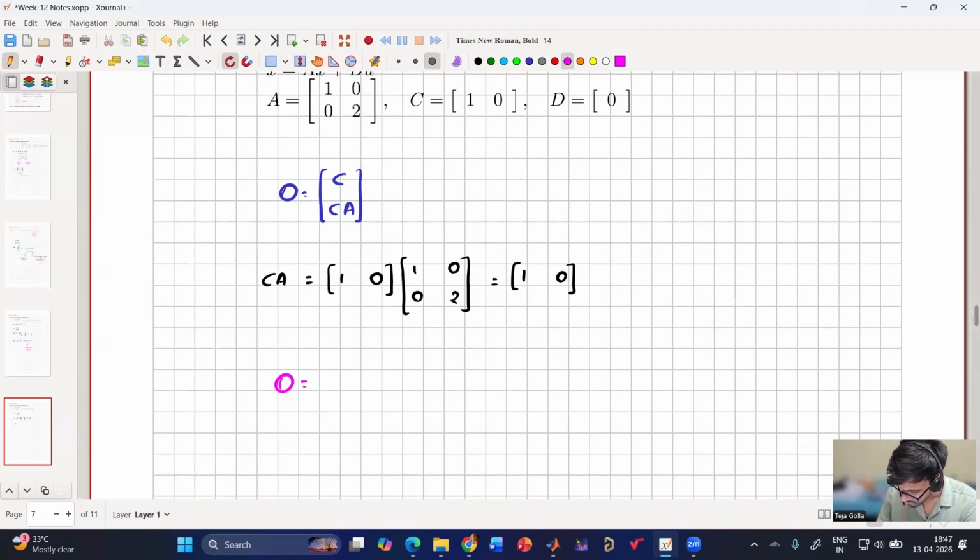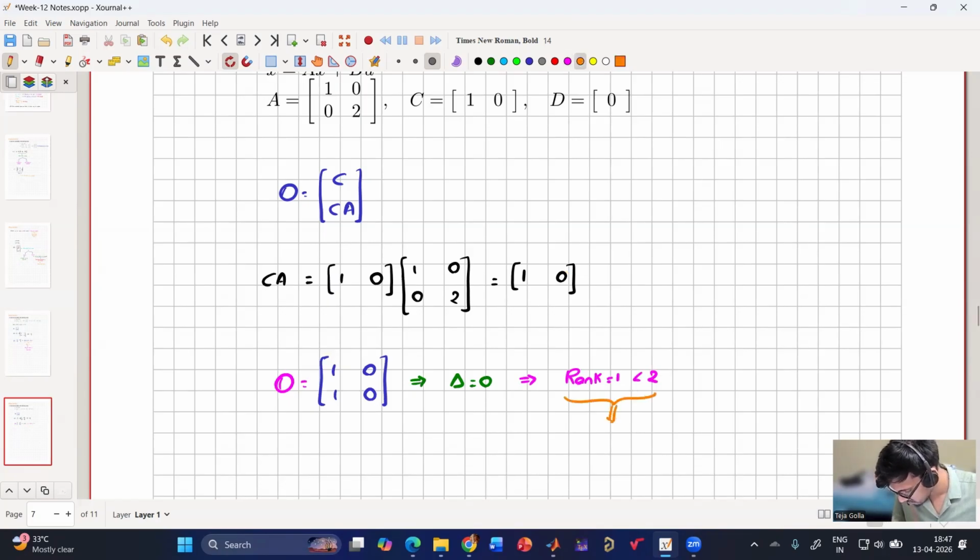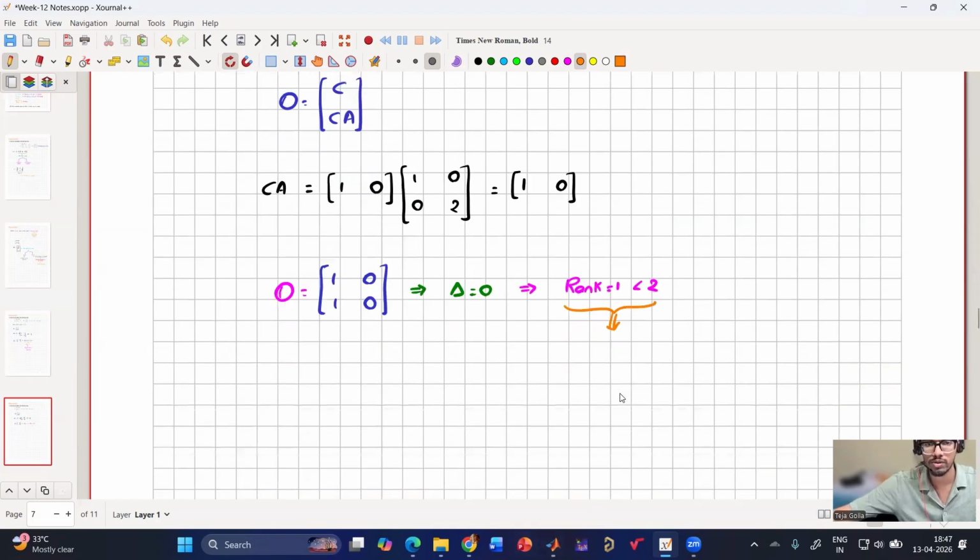Now let us see what is the observability matrix O. The first row is C, which is [1, 0]. The second row is also [1, 0]. If you can see, there is repetition. Two rows are the same, basically dependent, which means the determinant is 0. So it is not having full rank. The rank is 1 because there is one non-zero row, which is less than 2, the order of the system. So it is not fully observable. Some of the states are not observable. Only one of them is observable.